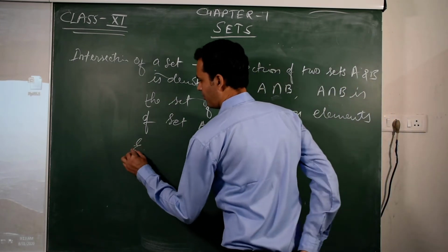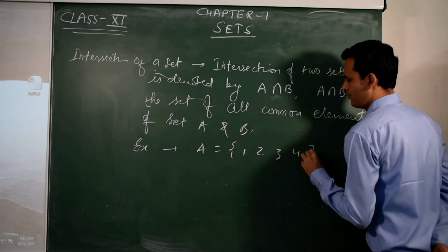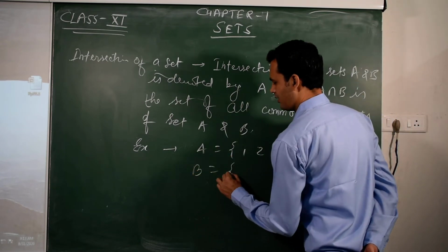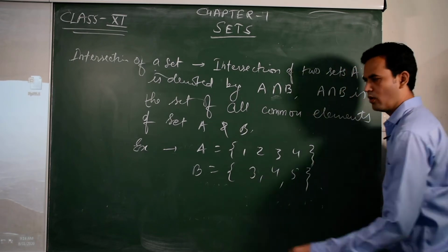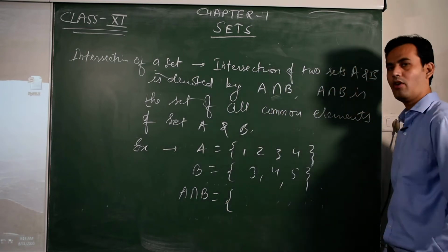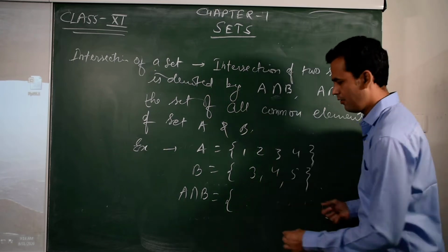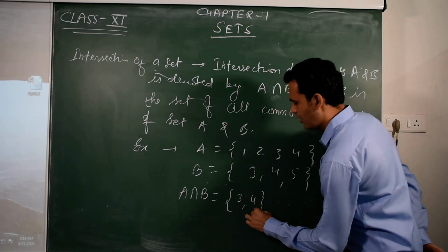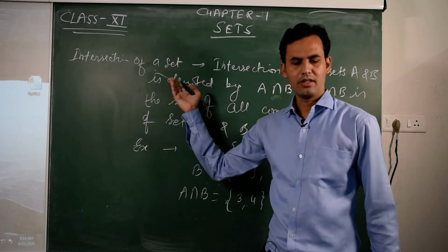Let's take an example. Set A is 1, 2, 3, 4 and set B is 3, 4, 5. So A intersection B is the set of only common elements. So 3 and 4 are common in both sets, therefore 3, 4 is the intersection of A and B. This is called intersection of set.